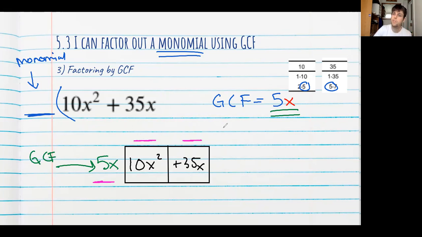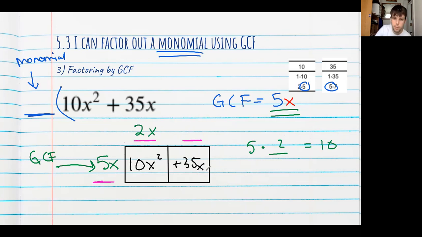We need to figure out the numbers that were on top. So 5x times what is going to give us 10x squared? There are two pieces here. There's the number part. 5 times what is 10? That's going to be 2. And then I have an x here and an x squared here. How am I going to get x squared? Well, I need another x up there to make that x squared. x times x is x squared.